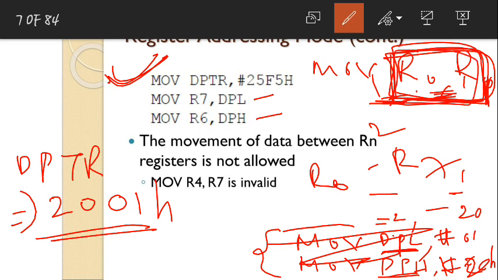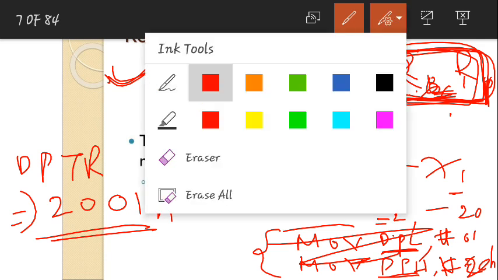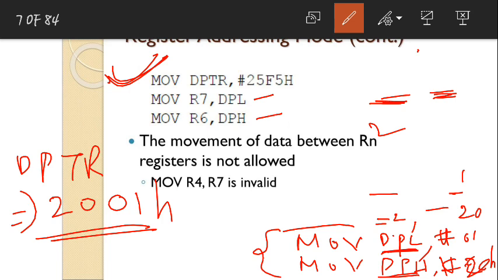That doesn't mean you can use one register from one bank and other register from other bank. That is not at all possible. That is impossible, because I already mentioned, at a time only one bank can be accessed. So when you are using R0 of bank 0, at the same time you can't access other banks' R1 or R2 in that way. So that is impossible. Okay, he showed you some example, like you can't move R7 to R4. So the actual thing is, the movement of data between RN registers is not allowed. Between any two RN registers you can't move the data.